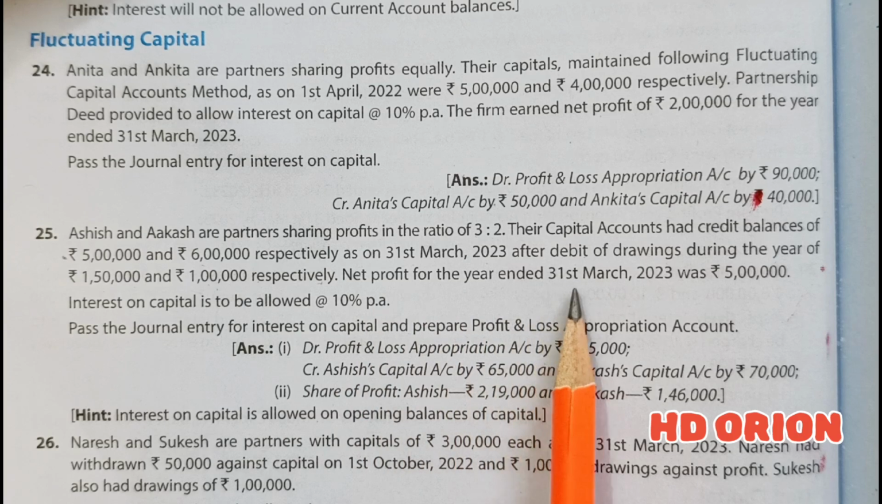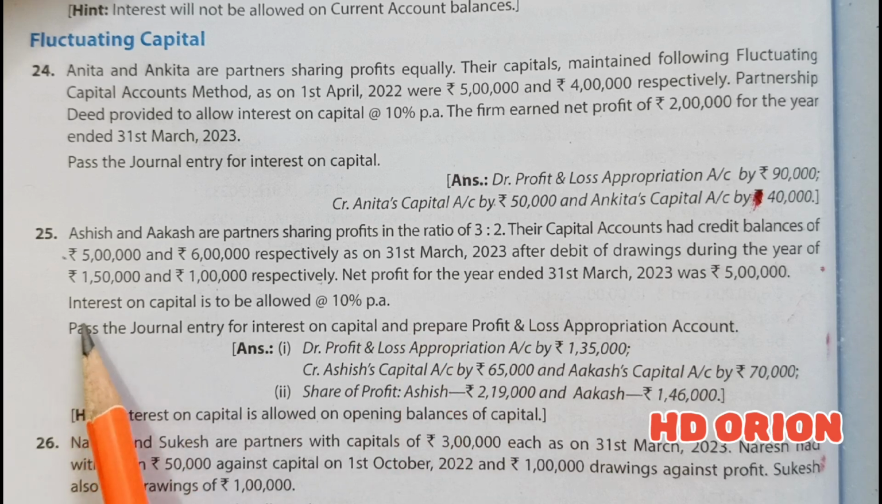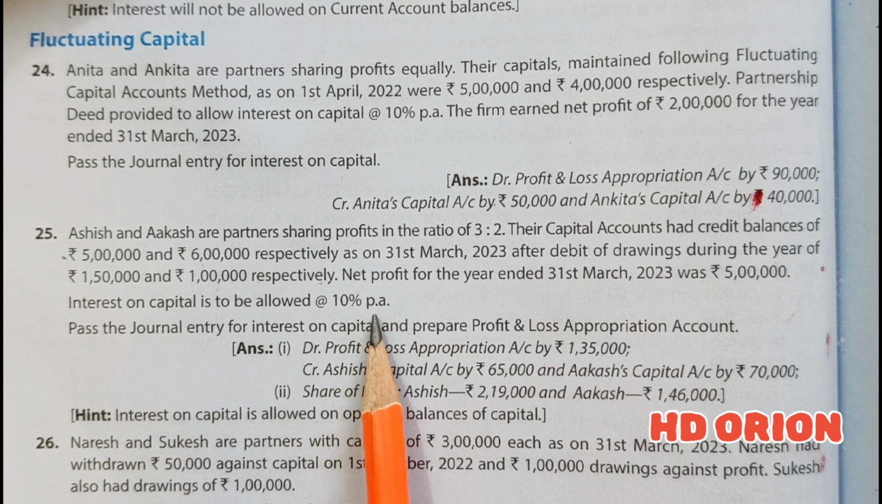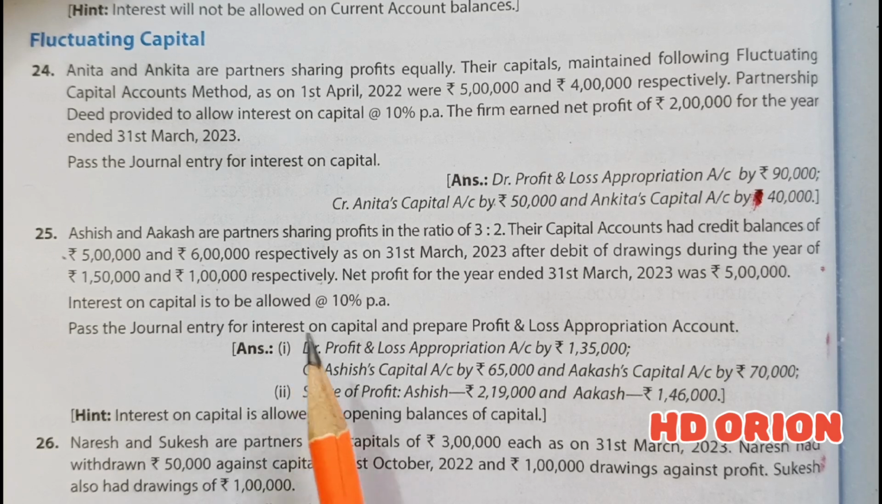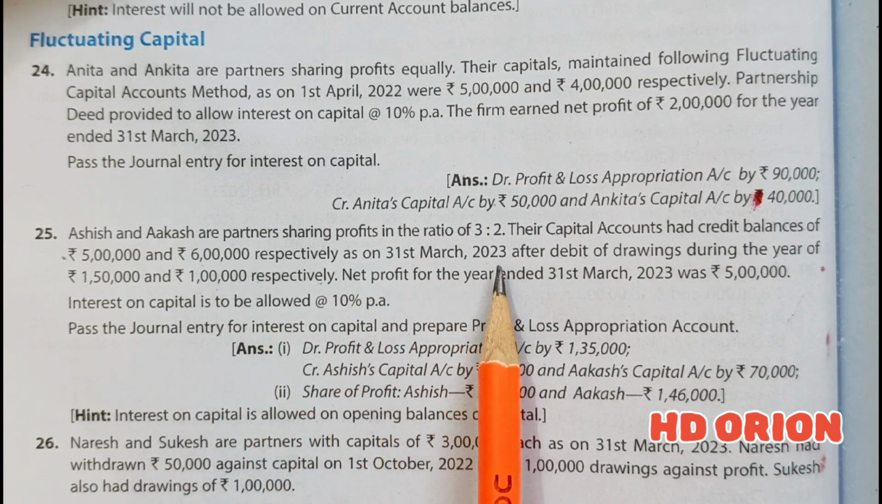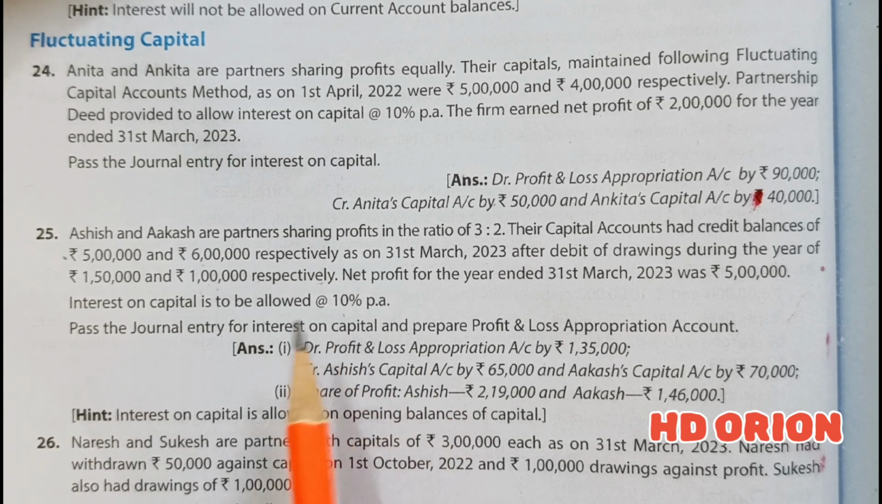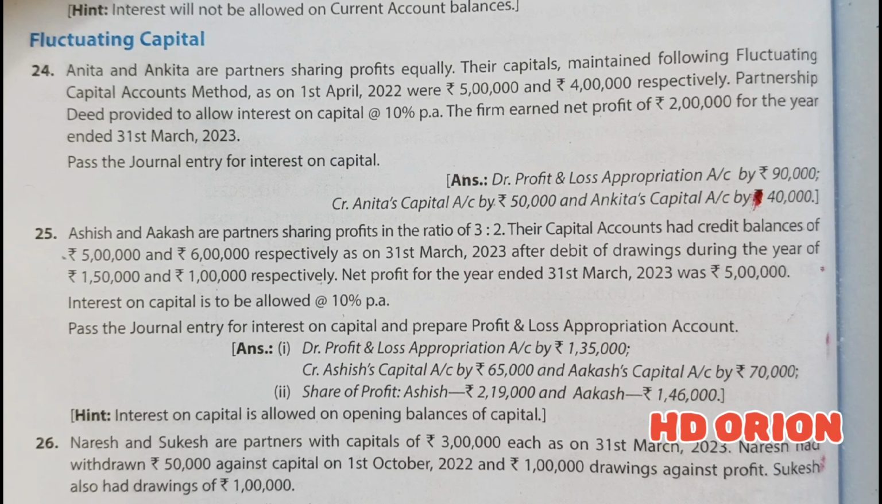Net profit for the year ended 31st March 2023 was rupees 5 lakh. Interest on capital is to be allowed at the rate of 10% per annum. Pass the journal entry for interest on capital and prepare profit and loss appropriation account. So in order to calculate interest on capital, we have to calculate opening capital balances, because in the question closing capital balances are given after deduction of drawings. So we will have to calculate opening capital balances, and on those balances we will charge interest at the rate of 10% per annum. Let us see the solution.